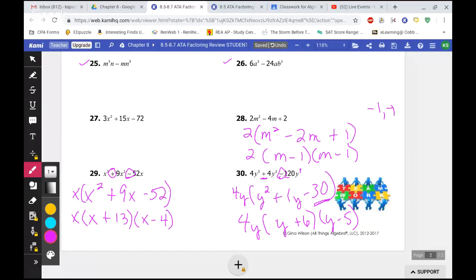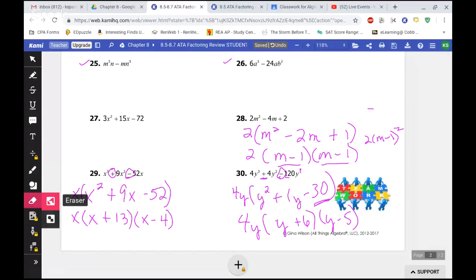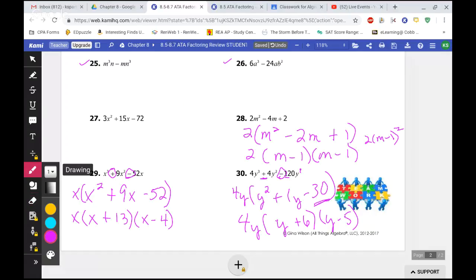This also could be written as 2 times m minus 1 squared because you've got 2 of them, if you wanted to. But I'm reminding you of that because if you ever see on a test m minus 1 squared, you need to know that that's a binomial when you write it out. So you would have to FOIL it. All these good new terms that we've learned in this chapter.